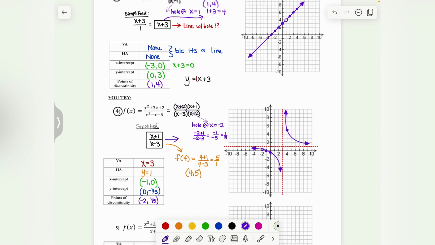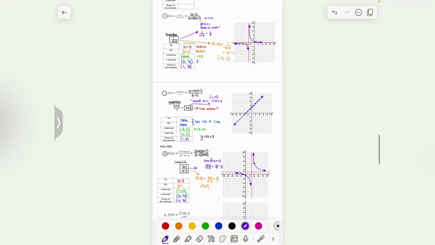But that's it. So I hope that made a lot of sense. This last time we went through it quickly, like, oh, this makes sense. We factor. If we can cancel, we do. We write the simplified. We find all the info based on the simplified. We go back and find the location of the hole, and we plot, plot, plot, and have a good time. So hopefully this made a lot of sense.